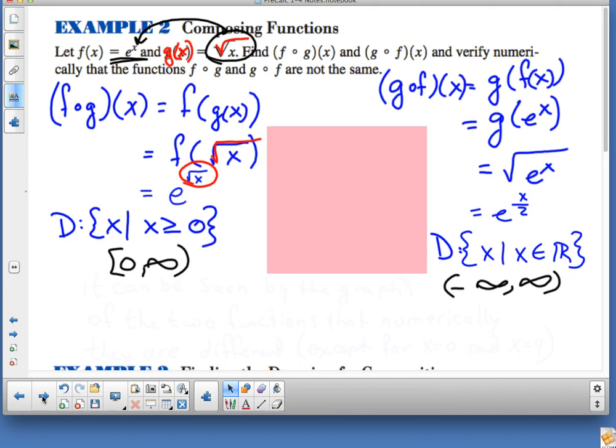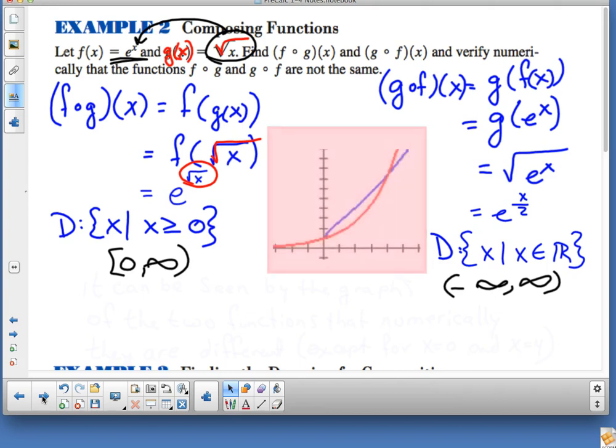I know that you guys in the past have had x's with the R and everything, but this is the proper notation if I use set builder: x such that x is contained in all the real numbers. But we'll look at it in the notation that we were working with here. It's negative infinity to infinity.